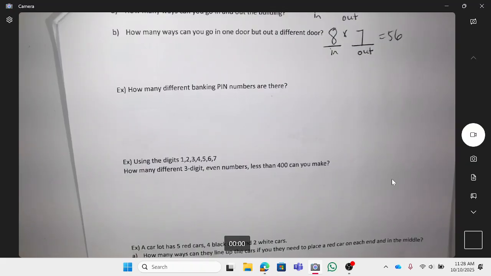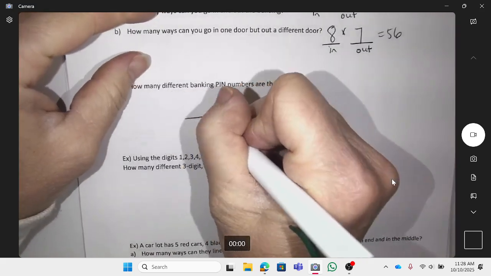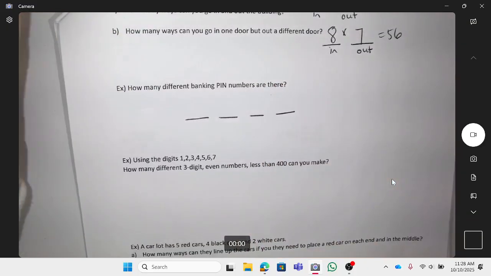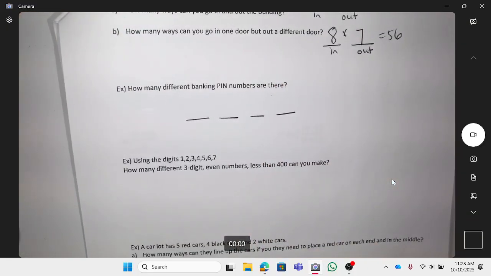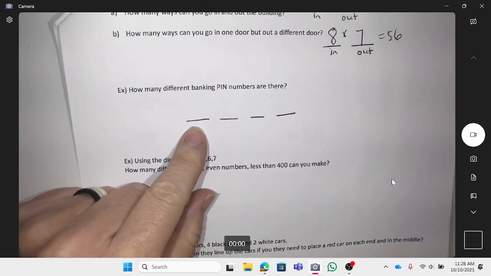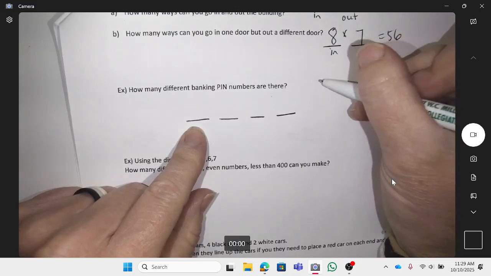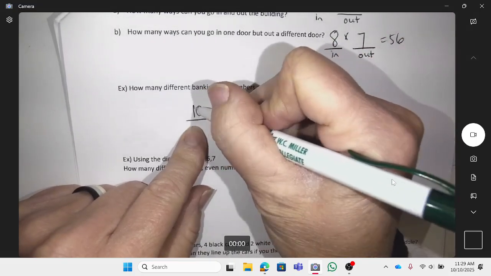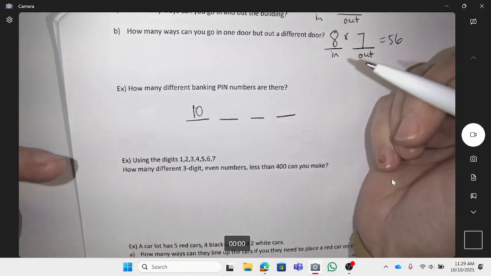How many different PIN numbers are there for your banking card? What do you have in your banking card? How many digits? It's a 4-digit PIN, right? How many options for this digit do you have? How many numbers can you pick from? It's 10, right? 0, 1, 2, 3, 4, 5, 6, 7, 8, 9.